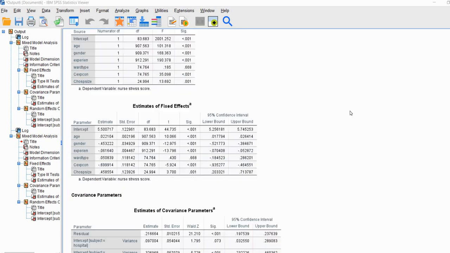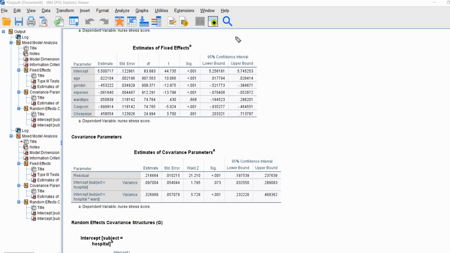When we scroll down now, we can look at our estimates of fixed effects, and you'll see generally as we go through that, age right here has a positive regression slope, and you can see it's statistically significant. So given that that age variable has a positive slope, that would be an indicator that folks who are older, or nurses who are older, tended to have greater stress. The gender variable right here has a negative regression slope, and you've got to keep in mind the coding associated with gender.